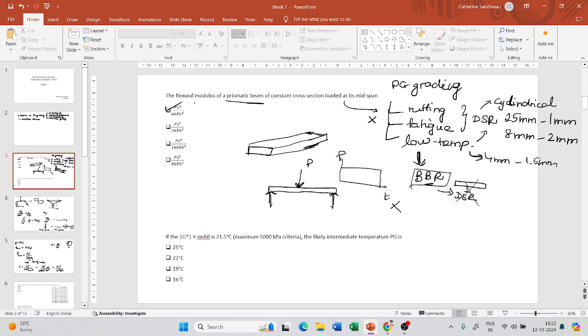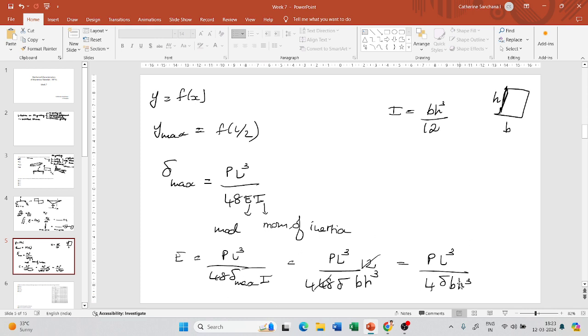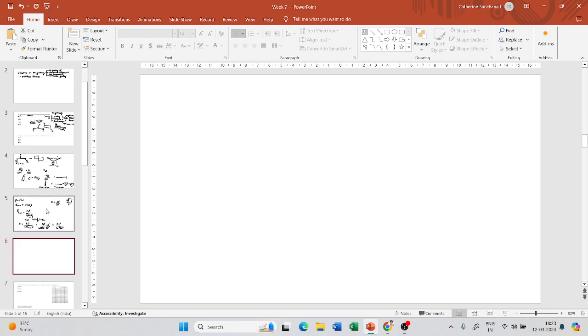Okay. Now moving to the next question. So what we saw is something corresponding to a bending beam rheometer. Now I did not tell you how this E and deflection are related to the beam. So in the case of a bending beam rheometer, you will subject this beam to a constant load with time.